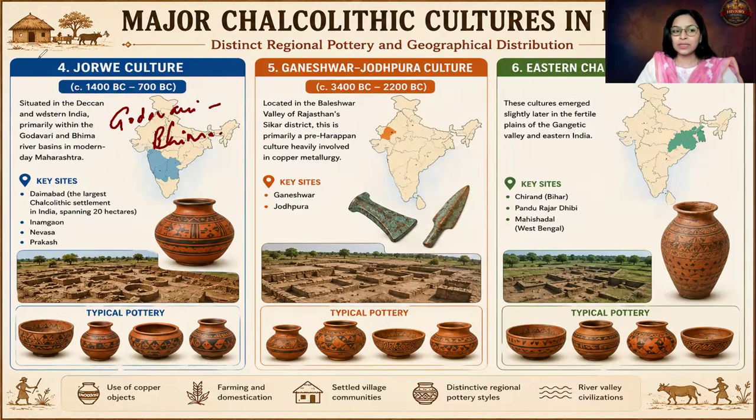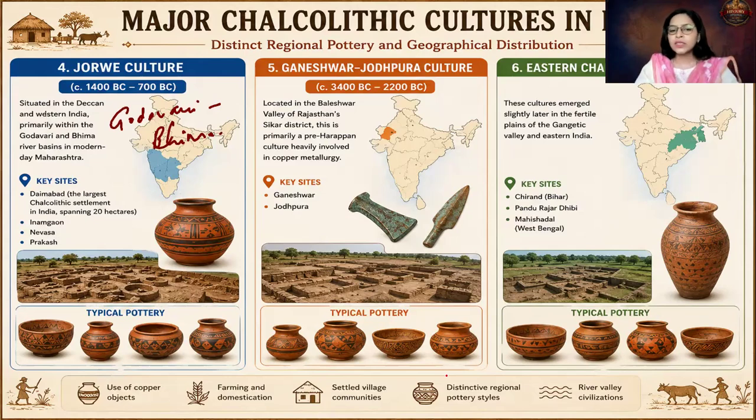Now, what are the important sites? So please remember Daimabad. Daimabad is one of the largest Chalcolithic settlement sites, up to 20 hectares. A very important key site from the Jorwe culture. Then you have Inamgaon. Inamgaon is also a very important site, considered to be the earliest village settlement in India. Then Nevasa and Prakash. So Nevasa, Prakash, Daimabad are all important sites related to the Jorwe culture, which spread in the state of Maharashtra. So remember all these sites.